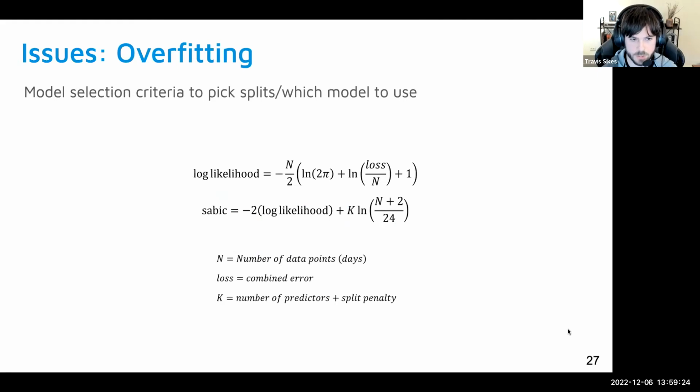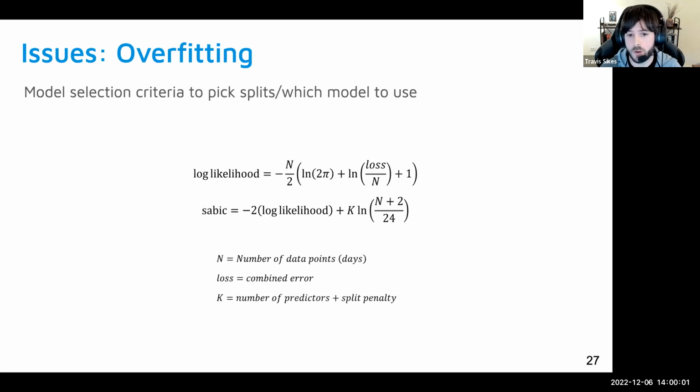So I mentioned the model selection criterion, which is how I have basically taught this model to pick which selection it should pick as far as model complexity, as well as the number of splits. These model criterion selections are all based on the log likelihood at the moment, where the only key thing to really take note of in this top equation is that we care about the loss function, which is the combined error.